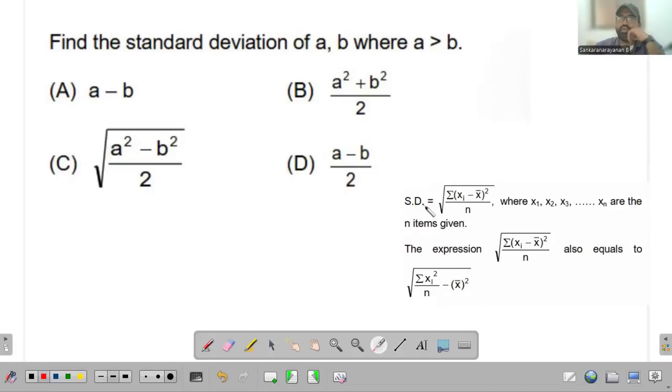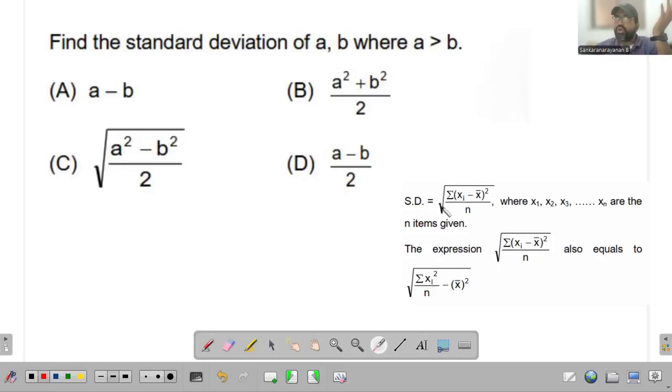Standard deviation is equal to the root mean square. You first find the difference between each observation and the arithmetic mean. You take the square of that difference, add them together, and then divide by the number of observations. Whatever result you get, you take the square root of that. So basically, the standard deviation is nothing but the root mean square.